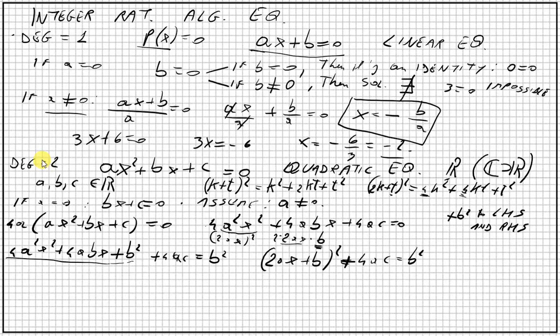Now what I want to do is to take this term to the right hand side. So we have 2ax plus b squared equal b squared minus 4ac. So here is an important consideration to make. The left hand side is a square of something. So surely this quantity will be positive, or at the very least might be zero. It can never be negative, right?